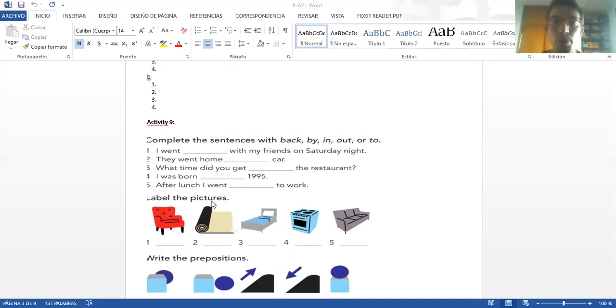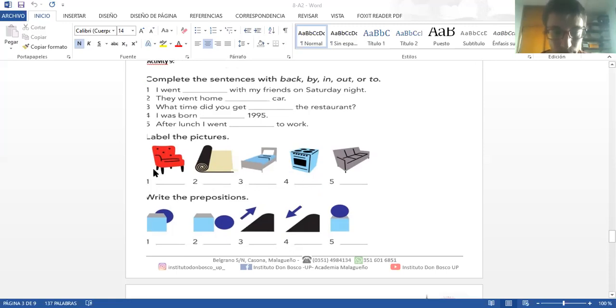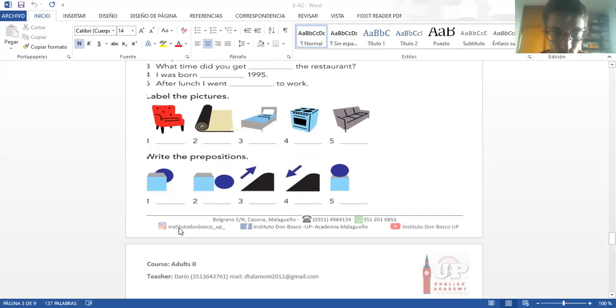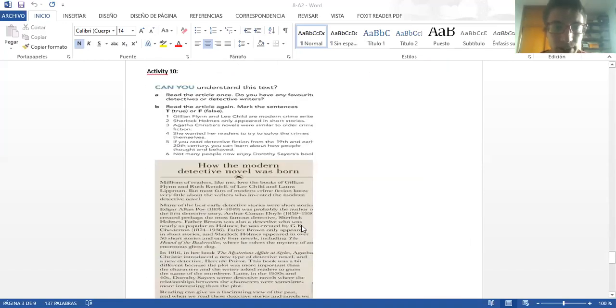Very important, the use of prepositions in these 2 units, basically, right? Especially in unit 8. Label the pictures. This is related to house, right? You would say objects and furniture in a house, for example, and write the prepositions according to the position of the ball, and the pictures help you. Okay, and finally, you have activity 10.